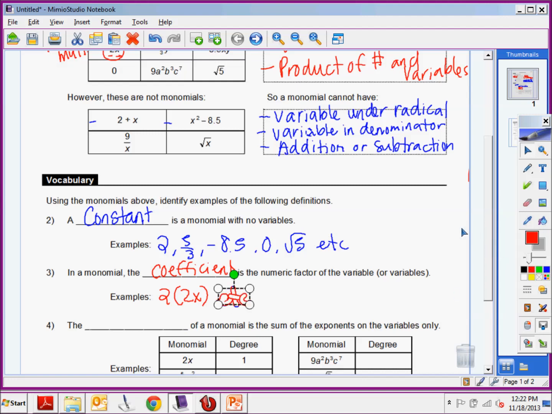So if a problem says, what is the constant? You need to say, oh, the constant is. If the problem is asking about the coefficient, you need to know what the problem is telling you to look at. It's only two words, constant and coefficient.